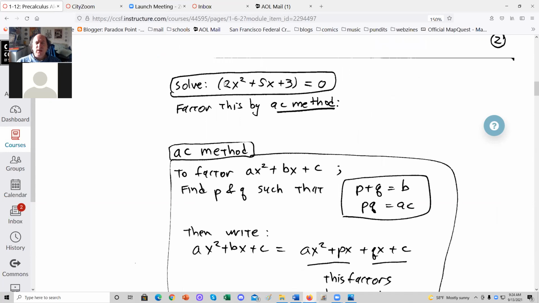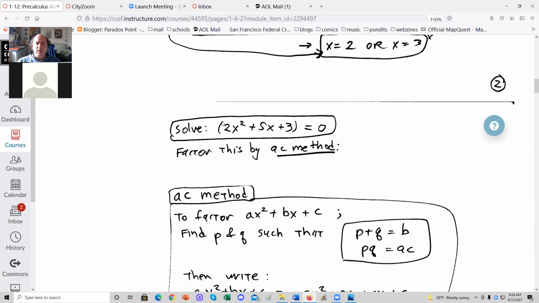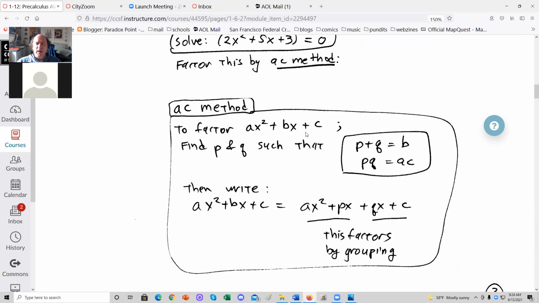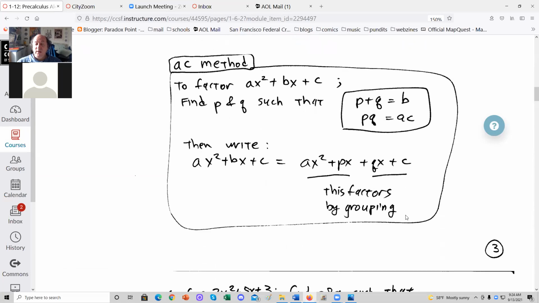Here we have: solve 2x squared plus 5x plus 3 equals 0. If you're going to solve by factoring, you need to use what's called the AC method. The problem is that there's a 2 instead of a 1 in front of the x squared. The AC method goes like this. You find two numbers p and q whose sum is the middle coefficient b, and whose product is a times c. You find this by searching through a list of factors of ac. Then, having done that, you write bx as px plus qx. So you get ax squared plus px plus qx plus c. This will factor by grouping.